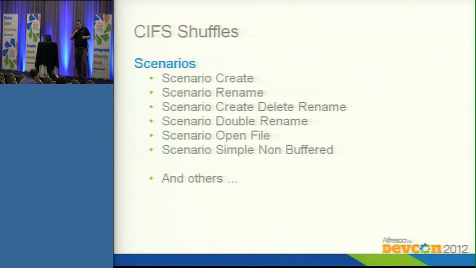So we've got a number of scenarios built into Alfresco 4. We've got a create shuffle, which is triggered by a create of a file with a specific name. We've got a scenario rename, which is triggered by a file being renamed. So the common example of that, you may have come across, is the VI editor, which will typically take a file and then rename it with a tilde at the end. So the rename shuffle works with that, and then there's various others like a create, delete, rename, double rename, and this list of scenarios may get longer as we find more client applications doing various things, but I think we're getting to the point where most patterns for shuffling have been covered.